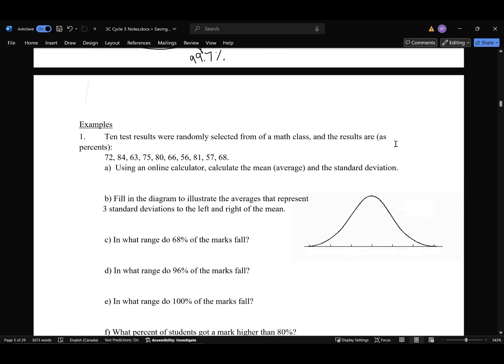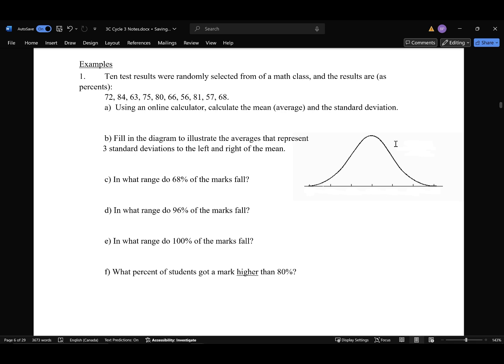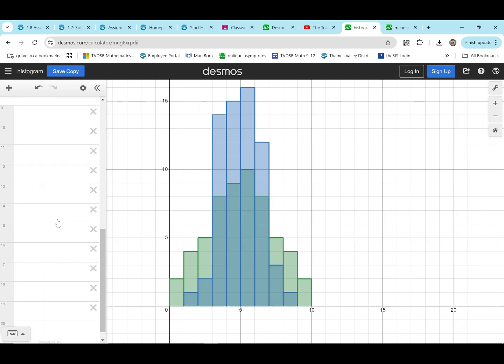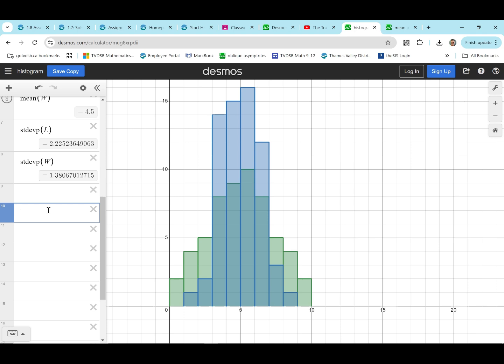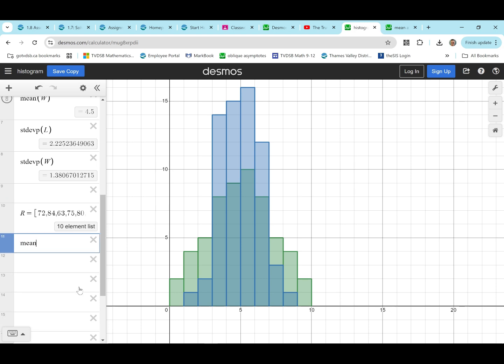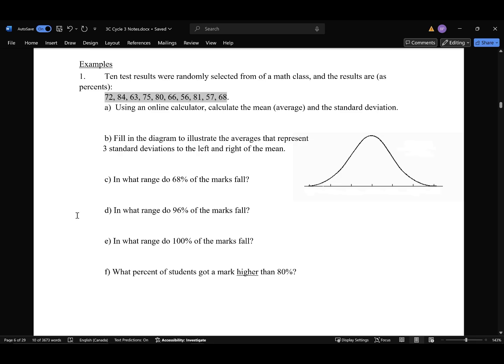So how can we use this? Well, let's take a look at our first example. We have 10 test results randomly selected from a math class, and here are the values. We're just going to throw these values into an online calculator and take the mean and the standard deviation from it. Actually, Desmos can do this for me. I can set it up and call this R our data set. It has 10 numbers, and I'm going to use Desmos to calculate the mean of R, which is 70.2. So that tells us that the average of these grades is 70.2, nice and easy.